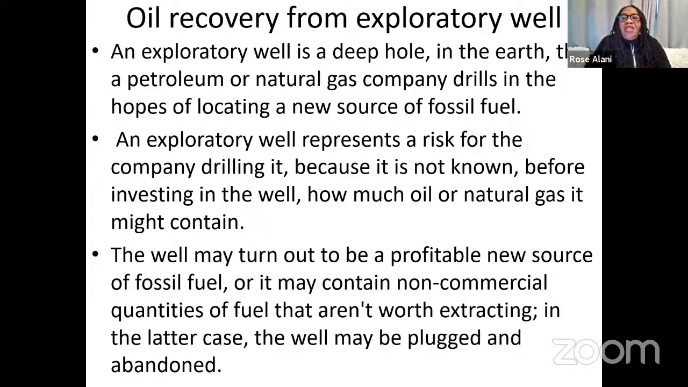It's a deep hole in the earth that a petroleum or natural gas company drills in the hope of locating a new source of fossil fuel. I think in this class we have talked about exploring for crude oil. So now after locating a prospect well, a position where we know we can find crude oil, the next thing is to carry out the drilling and bring out the crude oil. It's the recovering of the crude oil.